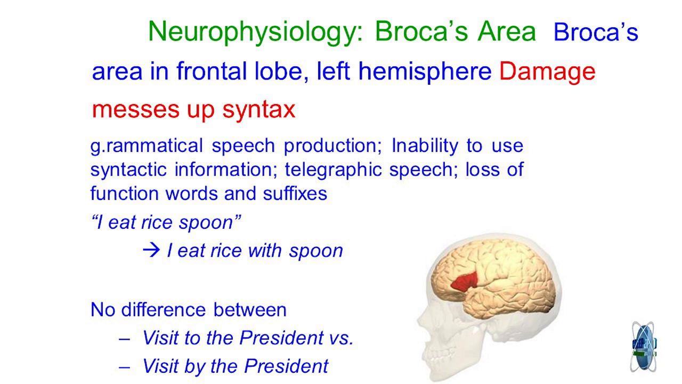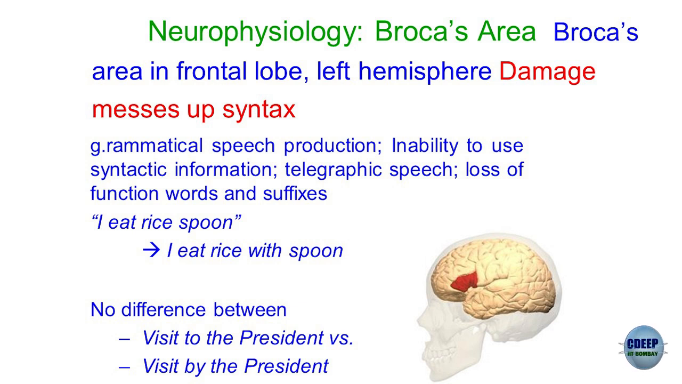So let's go back to Broca's area. Broca's area deals with syntax, or the grammar. Through accident or some kind of disease, if Broca's area gets damaged, then ungrammatical speech is produced. For example, instead of I eat rice with spoon, the sentence becomes I eat rice spoon. The word order is disturbed, and this violates the grammar. Patients with damaged Broca's area cannot differentiate between visit to the president versus visit by the president, because function words like prepositions and conjunctions are not processed accurately in the brain.